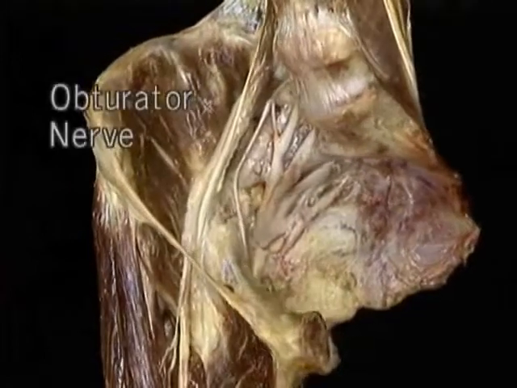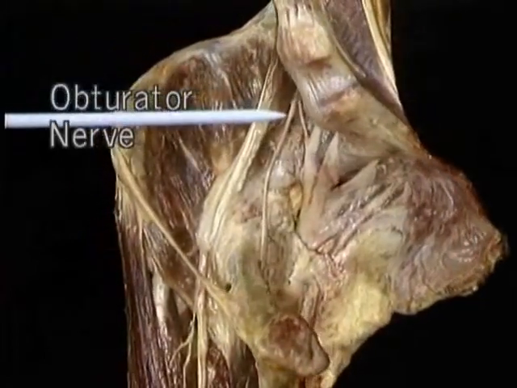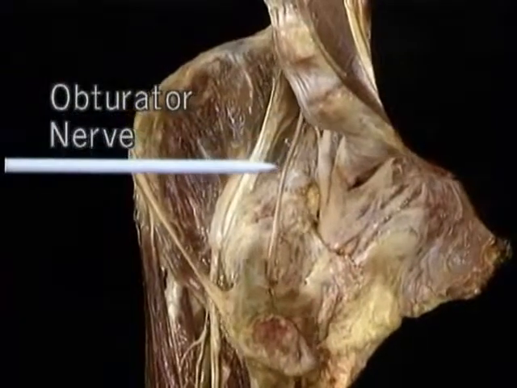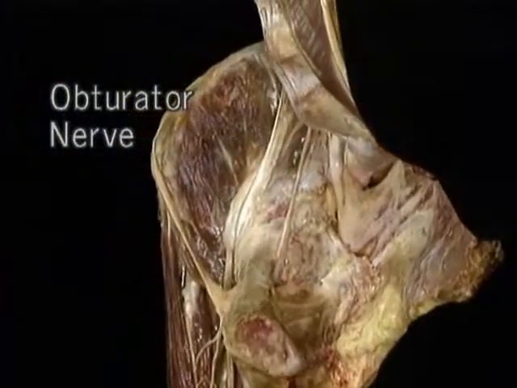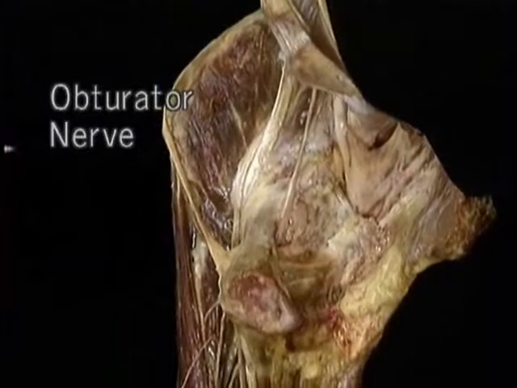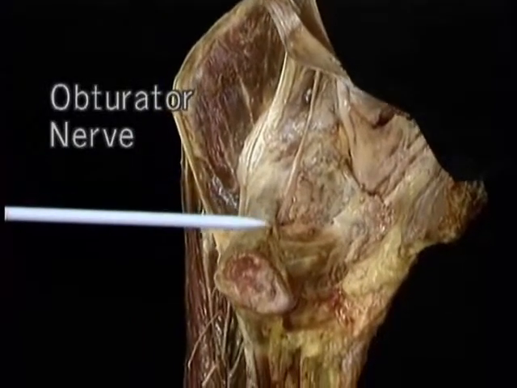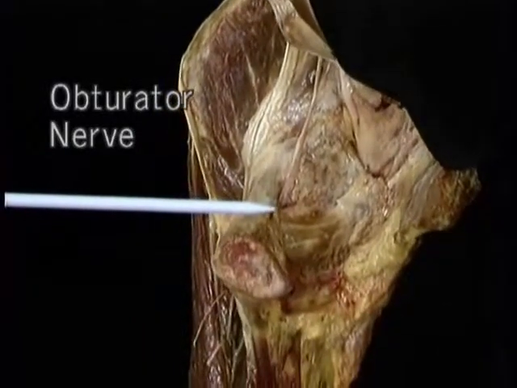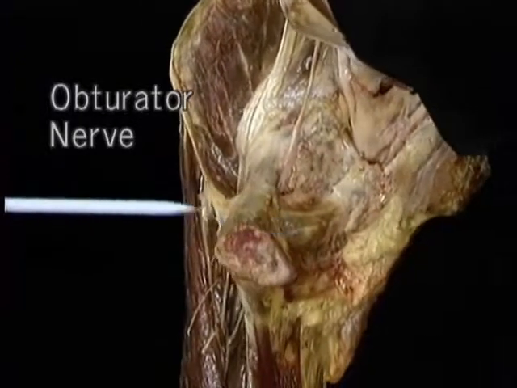Now let's look at the obturator nerve. Emerging below the medial border of psoas major, it crosses the wing of the sacrum, then runs along the back of the ischiopubic ramus. It leaves the pelvis by passing forward through the obturator canal, just above obturator internus.